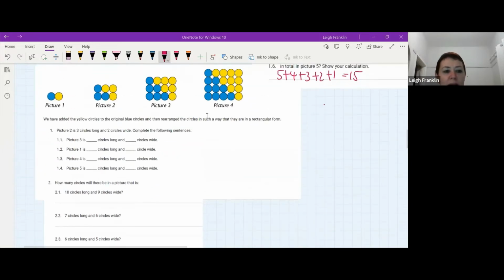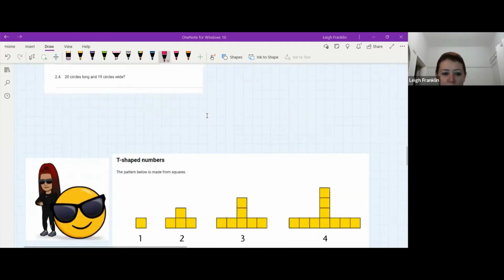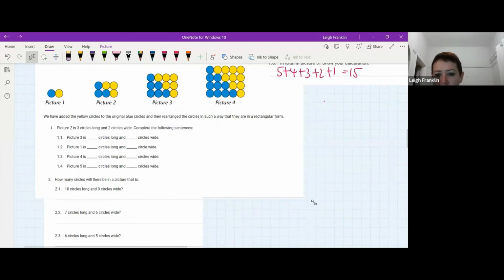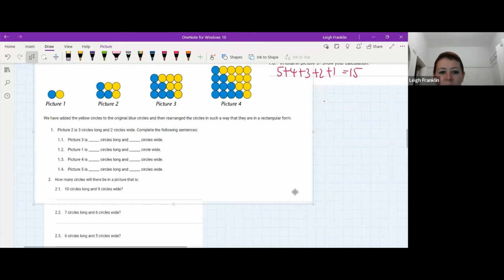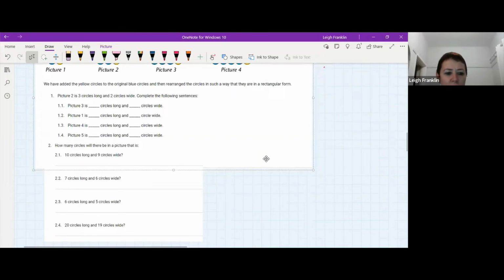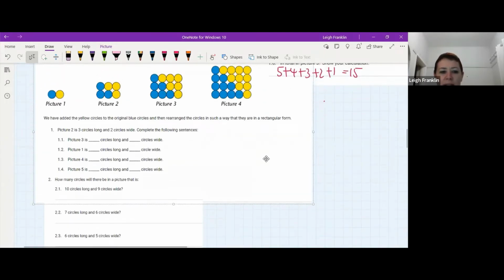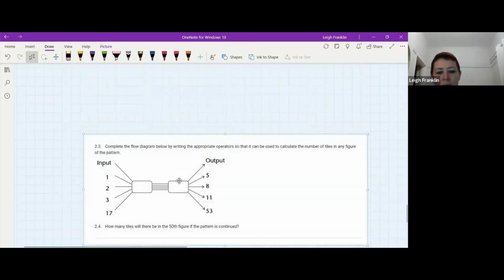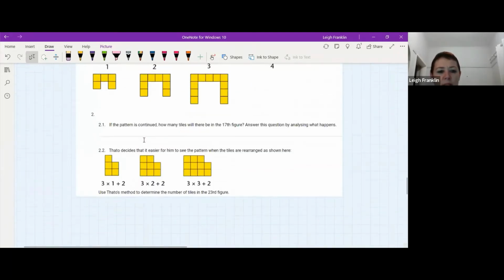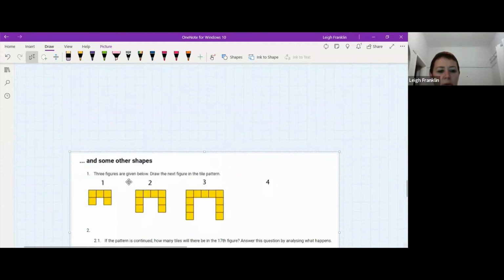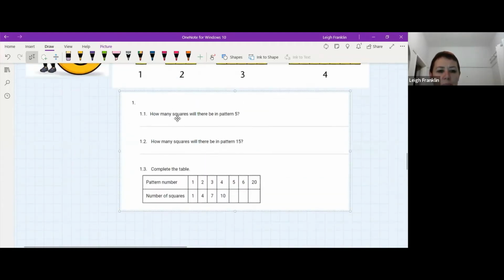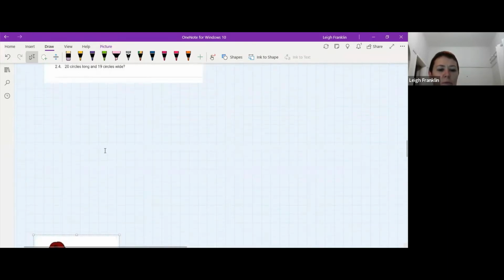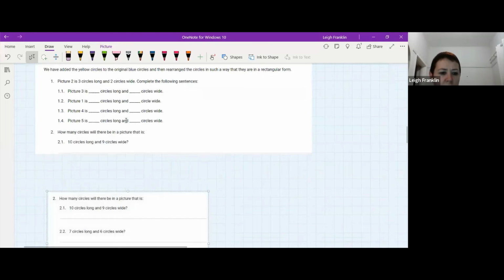All right, so here is another question for you guys to try on your own, okay? Because again, we're doing application, so that means that you need to work a little bit more independently. Okay, so these circles here make a rectangular pattern. I'm just going to move this down a little bit. Sorry, I didn't realize we were going to run out of space so quickly. Okay, move that picture down.